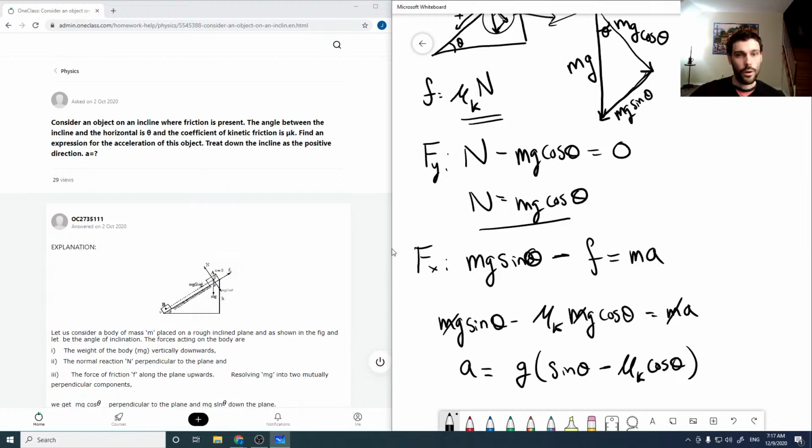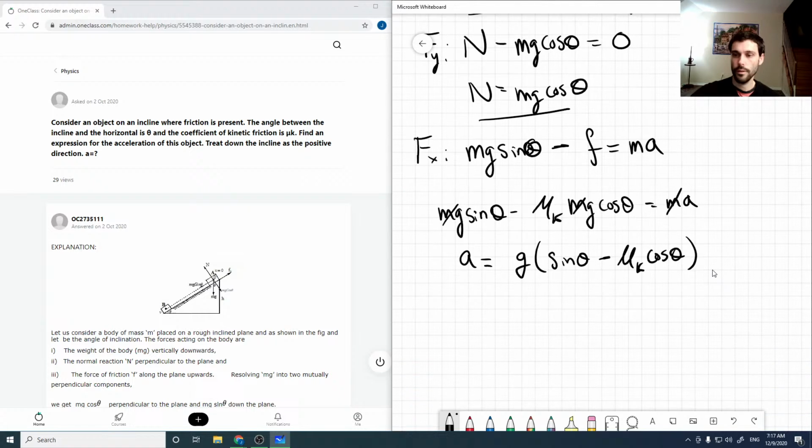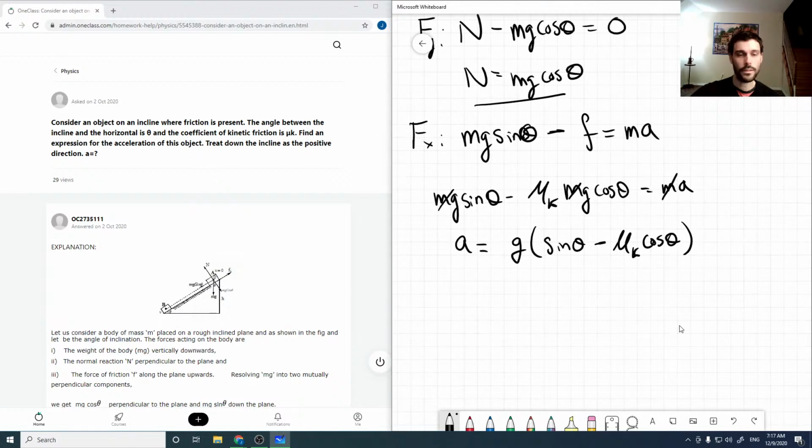And so there's our expression for the acceleration of the object. Notice it doesn't depend on mass at all. It purely just depends on the coefficient of friction and the angle of the incline. And that's it.